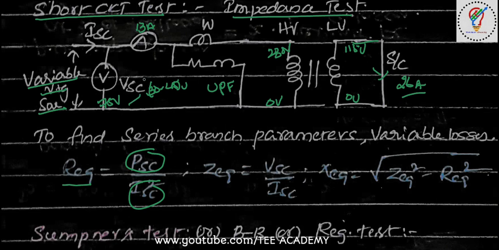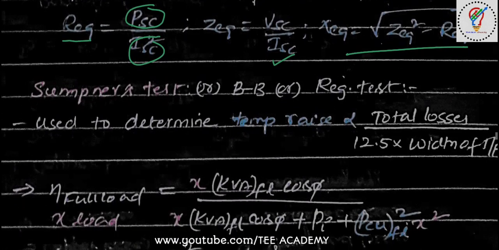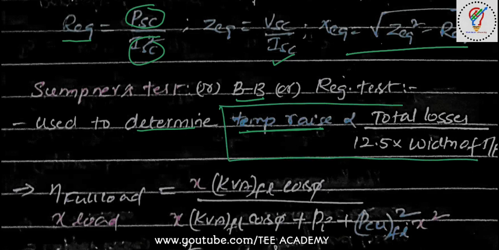So we have the VSC value and the ISC value. And Z squared is equal to R squared plus X squared, from which I can derive X. There is one more important point here: the Sumpner test, or back-to-back test, or regenerative test. It is used to determine the temperature rise. The important formula is that temperature rise is proportional to total losses divided by 12.5 times the width of the transformer.